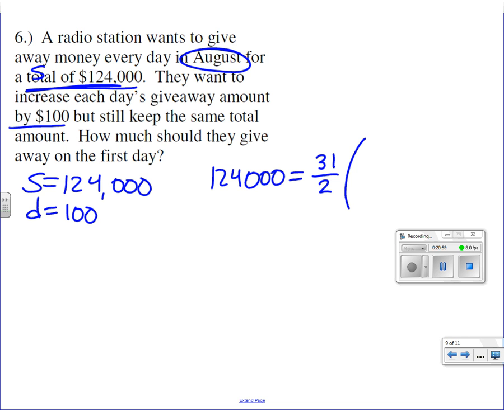Do I know A1? No. Do I know AN? No. Okay. I've got 2 letters. It's not solvable. So instead of using the purple, let me try the, what color? Green. Let's try the green. So this stays the same, so you don't need to erase that. 2 times A1. Do I know A1? No. Do I know D? Yes, what is it? 100. Do I know N? Yeah, what is it? 31 minus 1, 30. Okay.